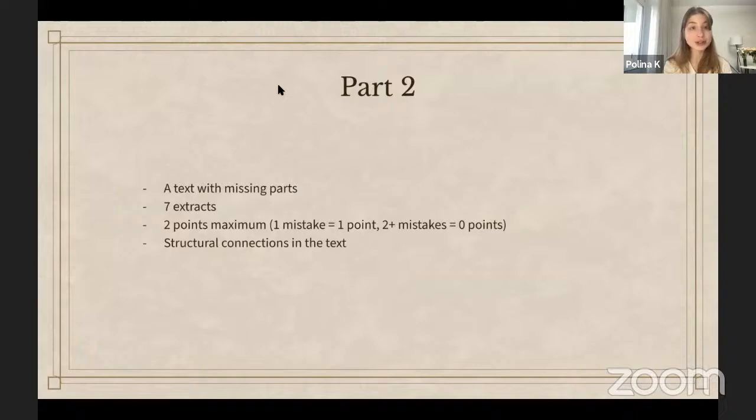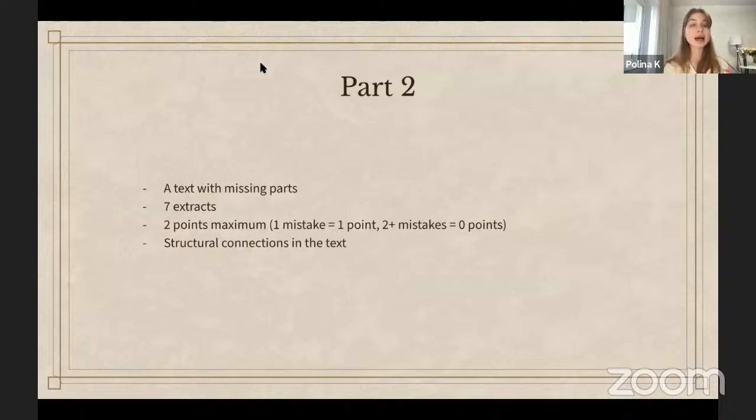So in terms of the second part, here we have a text with some missing parts. Underneath it, we will have 7 extracts, but in the text, there will be only 6 missing parts, which again means that one of the extracts will be extra. We will not have to use it. So 2 points maximum here. We have 6 answers and 2 points maximum. If you make 1 mistake, you get 1 point. If you make 2 or more mistakes, you get 0 points.